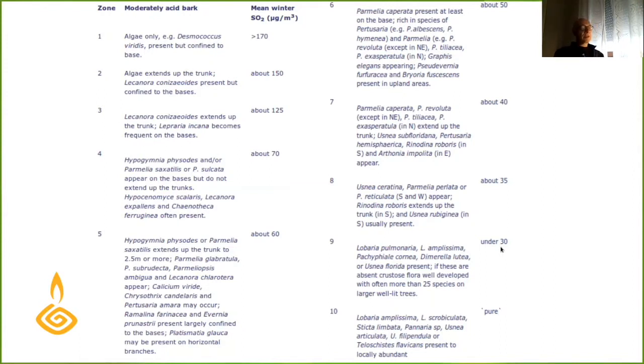Everything more or less is below 10 micrograms per cubic meter as an annual mean. But perhaps these values are still very useful in places like India, where there is a high load, a high pollution by sulfur dioxide. So the use of lichens can be very useful for monitoring the quality of the air.